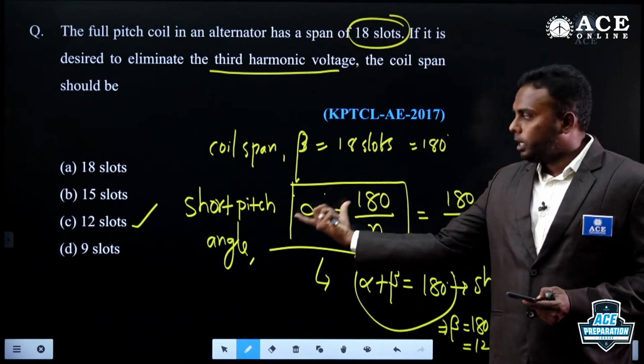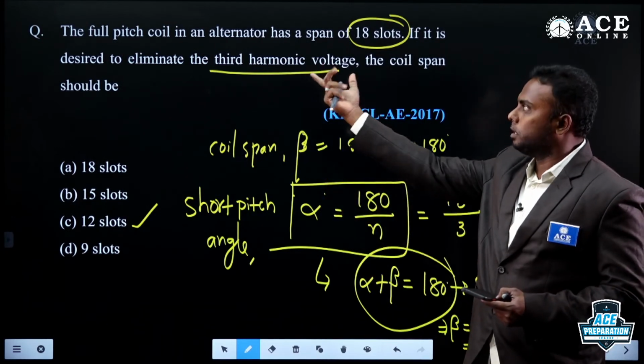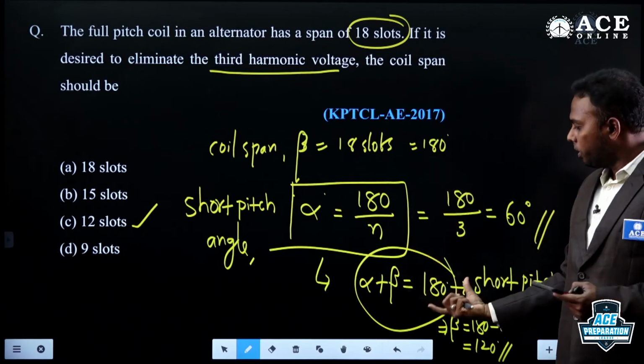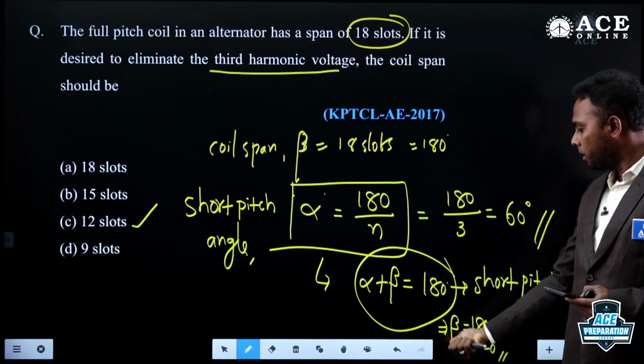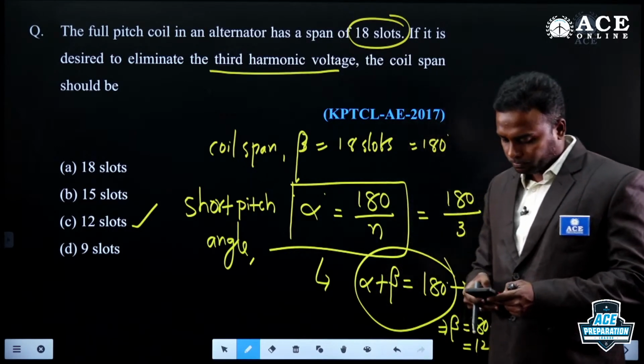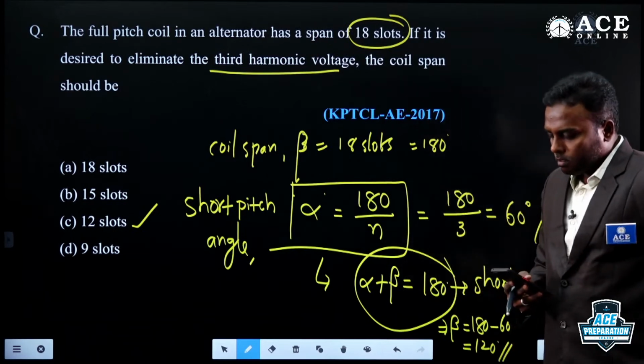Whenever we short pitch, how much angle we need to short pitch depends on the question. The third harmonic is given, so 180 by 3, 60 degrees. So we got alpha as 60, so the remaining beta will be 120. 120 degrees is nothing but 12 slots. Clear? All of you?